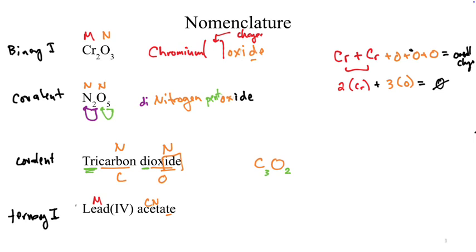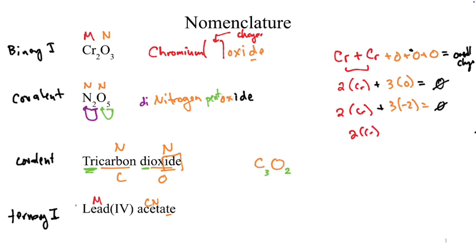Everything under nitrogen is -3. Everything under oxygen is -2, which means the charge on the oxygen is a -2. I can modify my equation. 2 times the charge on the chromium plus 3 times the charge on the oxygen. The charge on the oxygen is a -2. This must then equal 0. I can now go through and just do algebra.